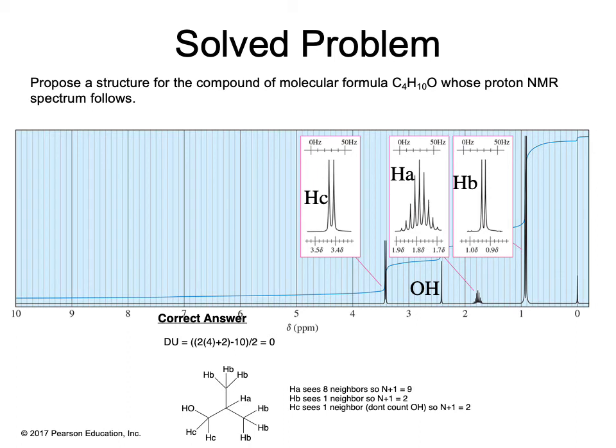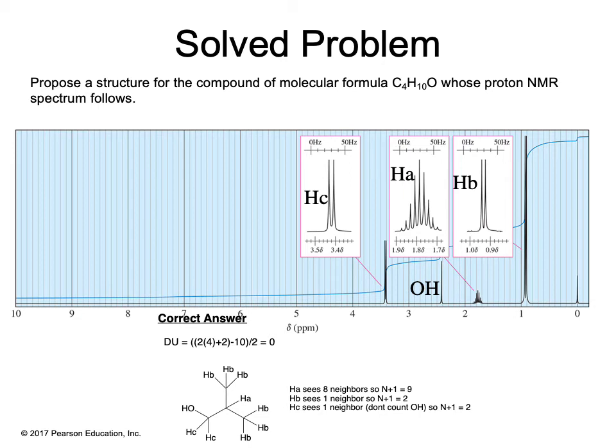If I then move out to look at HA, HA is the next most downfield. So it's the one that's showing up about 1.8. And it has 8 nearest neighbors because it has 6 HB neighbors and 2 HC neighbors. So a total of 8, which gives it a splitting of 9. Because remember, for nearest neighbors, it's any hydrogen 1 carbon away. And so that makes sense.